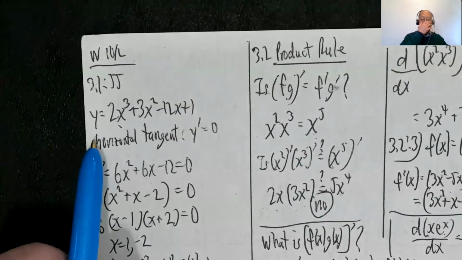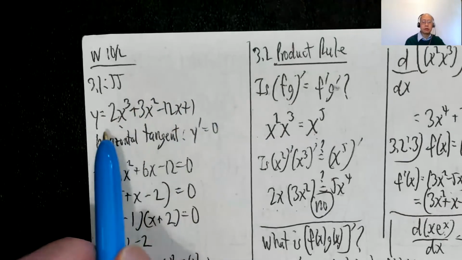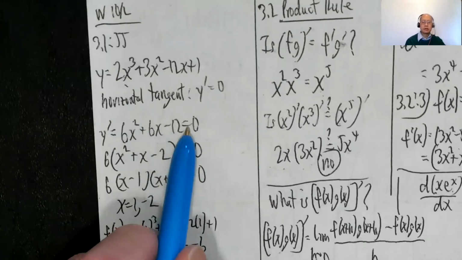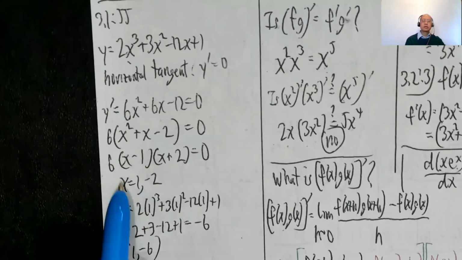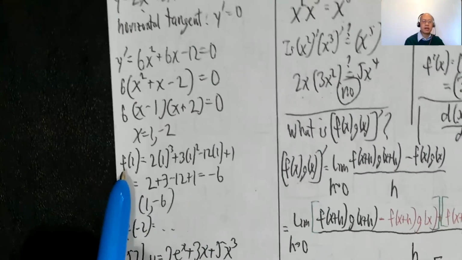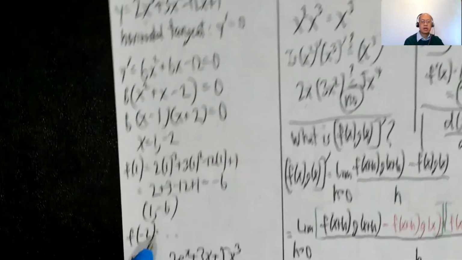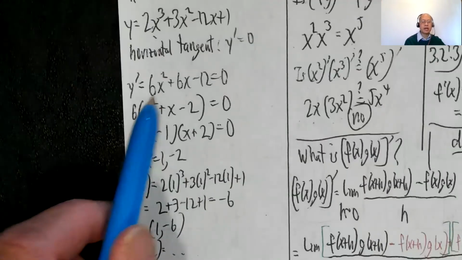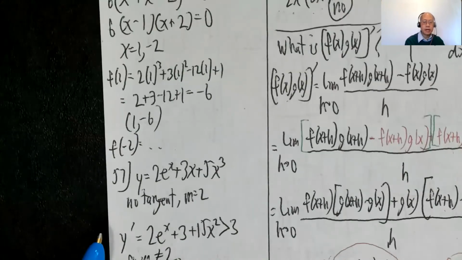Okay, 55, they're asking for a horizontal tangent. Horizontal tangent means slope equals 0. So I take the derivative and set it equal to 0. 6x squared plus 6x minus 12, set it equal to 0, factor out a 6. Factor further, x minus 1, x plus 2. So x equals 1 or negative 2. Find the y coordinate by plugging in f of 1: 2 plus 3 minus 12 plus 1 is negative 6. So 1 comma negative 6. And do the same thing with negative 2, plug in negative 2. So those will be the points at which you will have a horizontal tangent.